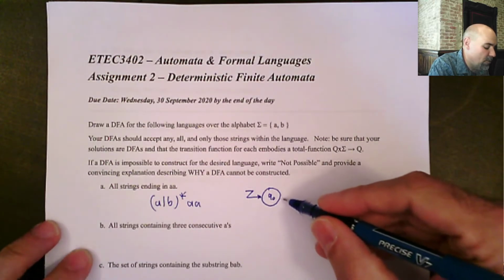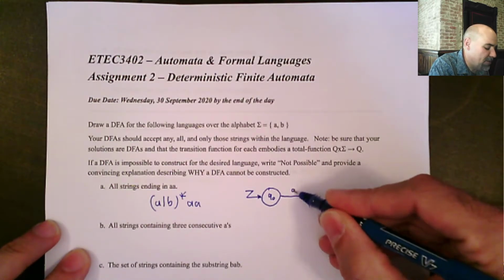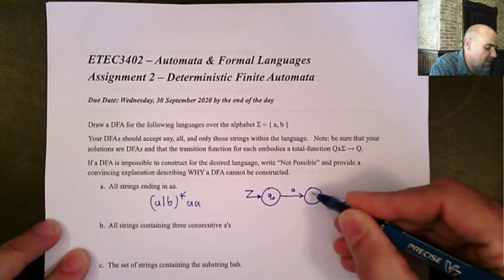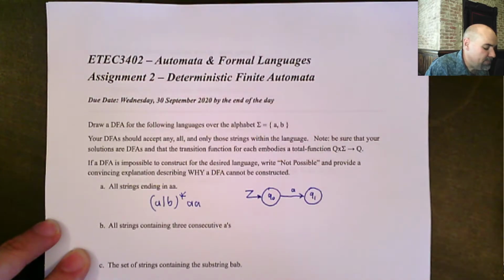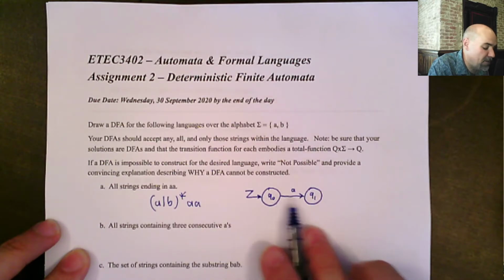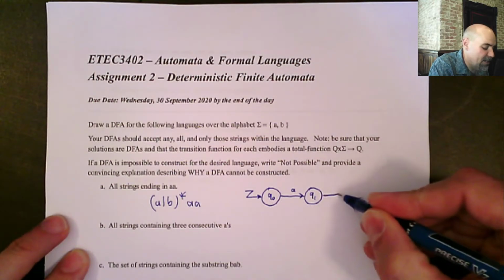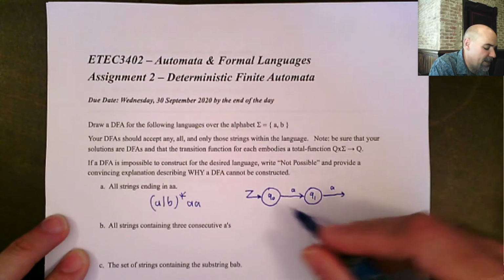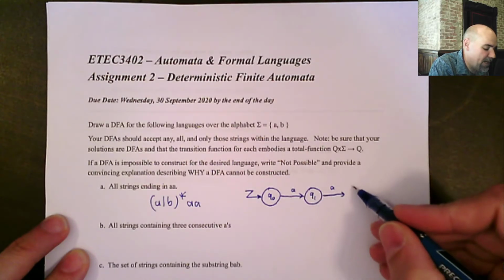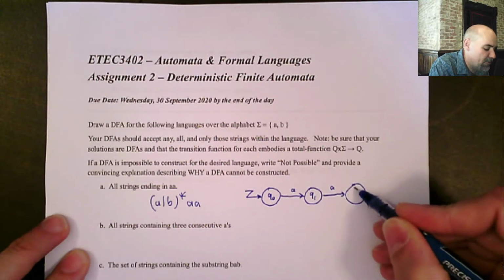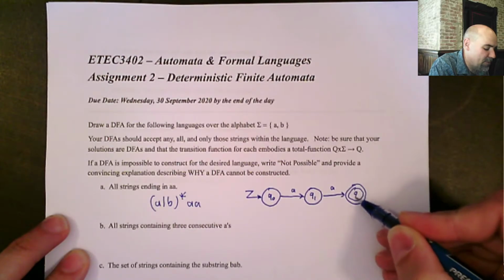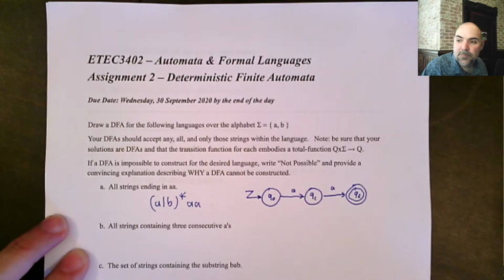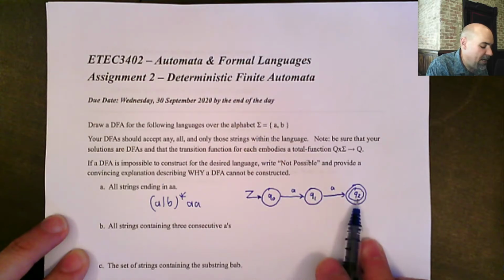Now, what happens when I get a single A? Well, I move to this state, which I'm going to call Q1. Is that a final state? Well, no, I still haven't had AA. And now over here, I get another A. Now I've had A followed by A, so now we're ready for a final state. I'm going to label that one Q2. So notice AA gets us to Q2.